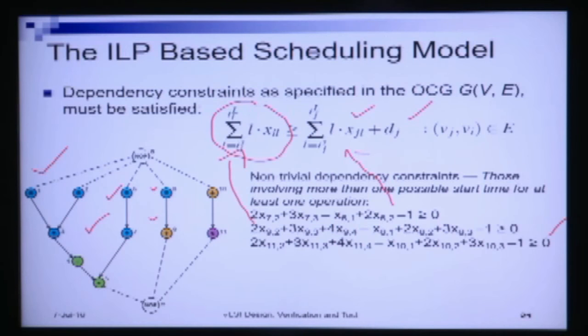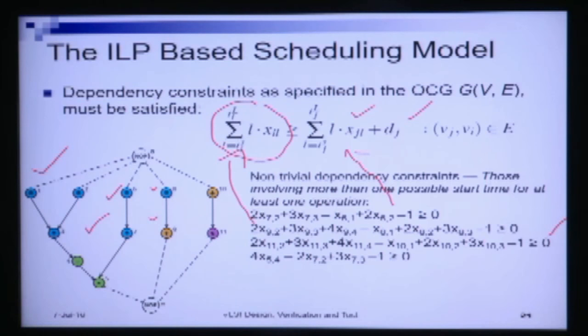Hence, progressing in this way, we get the constraint between operation 11 and operation 10. Because operation 11 can be scheduled in either the 2nd, 3rd or 4th time steps, its start time is represented by 2x112 plus 3x113 plus 4x114, and the start time of operation 10 is represented by x101 plus 2x102 plus 3x103. The difference of these two start times must be at least 1 and is represented by the third inequality shown here.